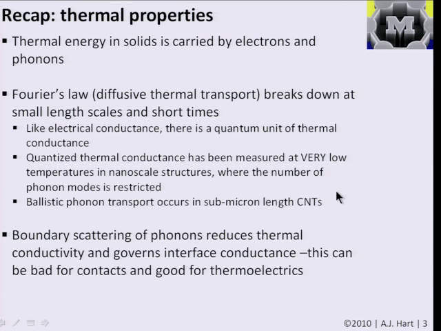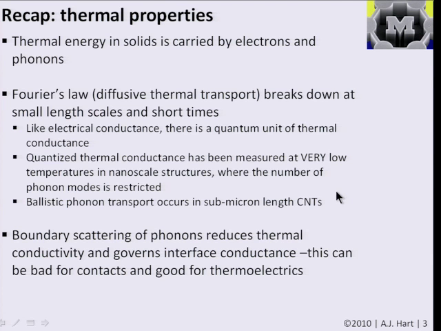Okay. Then last time we talked about thermal properties, or Aaron talked about thermal properties, and we learned that thermal energy in solids is carried by energy carriers that we had discussed previously, particularly by electrons and by phonons, or vibrations in the lattice. And what we learned from heat transfer for conduction, Fourier's law, where the amount of heat transported is proportional to the geometry and the thermal conductivity and the temperature difference, or the temperature gradient, dT/dx, breaks down at small length scales and at short times.